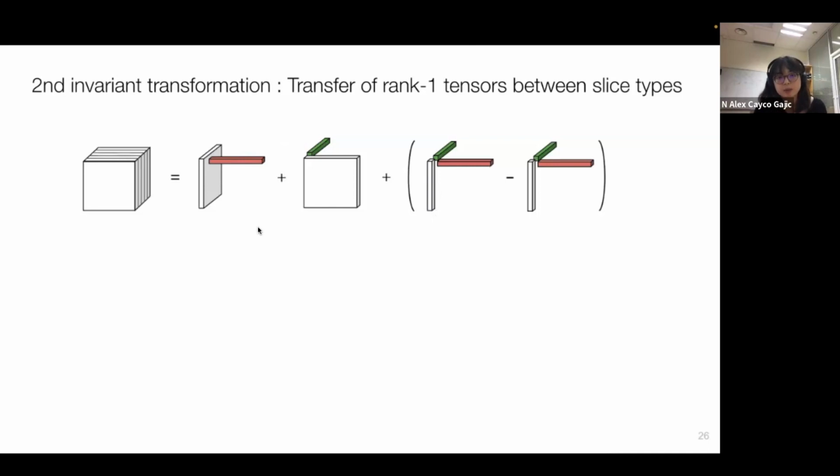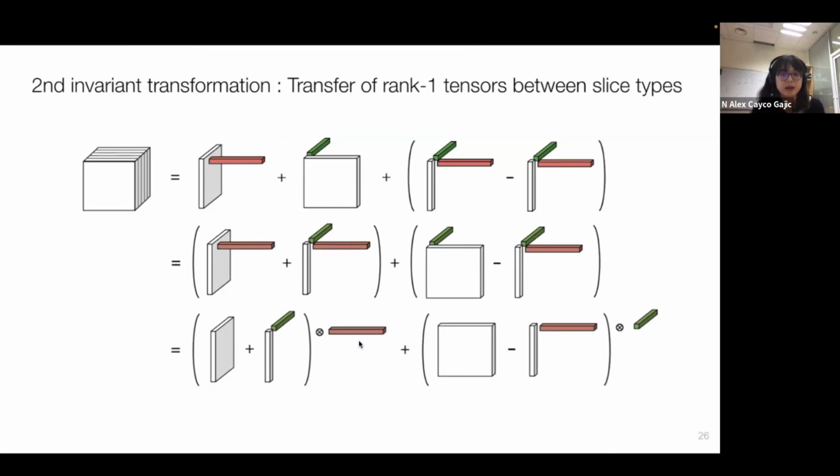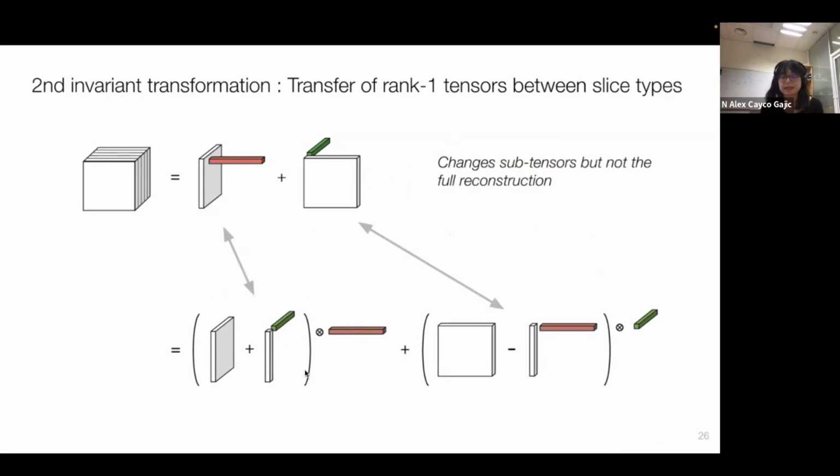And then what I do is I pop one into the first slicing component and one into the other one, and then I can regroup by these shared loading vectors. And so now I have two different ways of rewriting exactly the same tensor with different slices. And so this is an invariant transformation that's specific to sliceTCA.